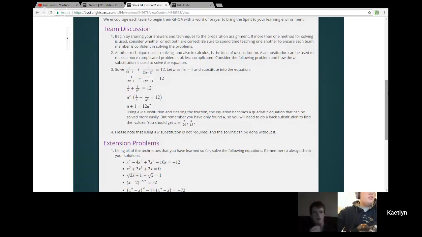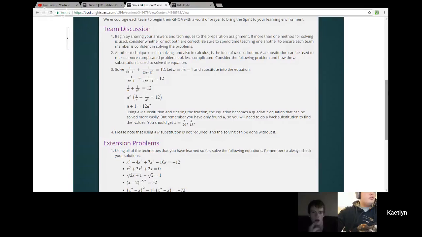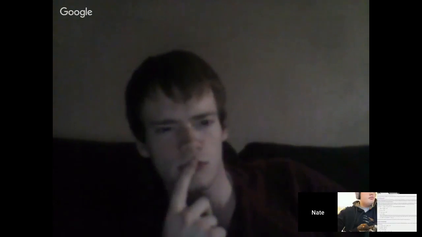So I think I got it. I was just trying to figure out how she got the U squared, 1 over U, plus 1, U squared 12. So she just multiplied it all by U squared to get rid of that. So you'll probably then have U plus 1 equals 12. Yeah, that's how she got it. Nice. Never mind. You got it.